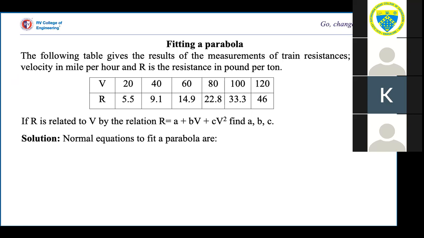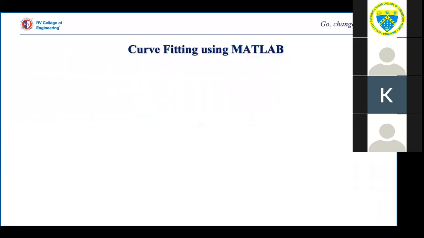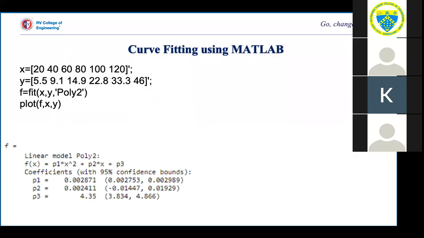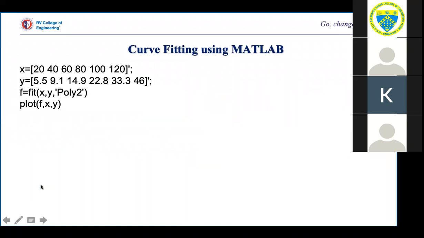So next, to fit a parabola in the form R equal to a plus bV plus cV square, we have this table giving the measurement of train resistance. V is the velocity, R is the resistance, related by the relation R equal to a plus bV plus cV square. So we know the normal equations. Now the code is poly2. It will fit a second degree polynomial. These are the values of a, b, c.